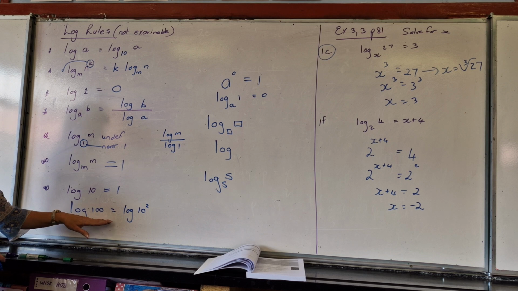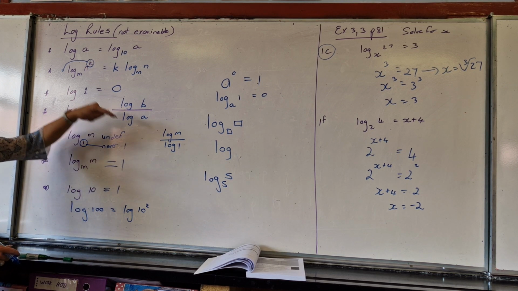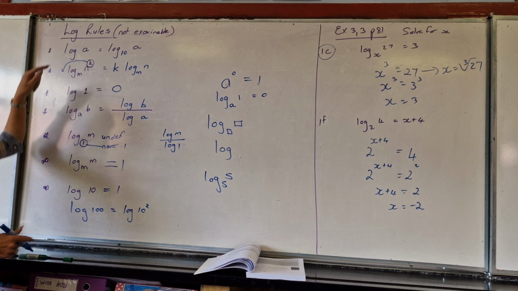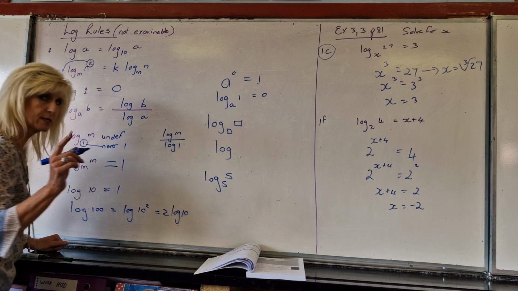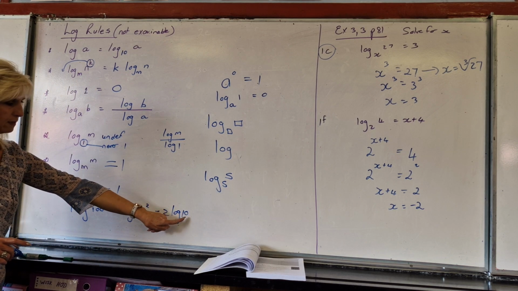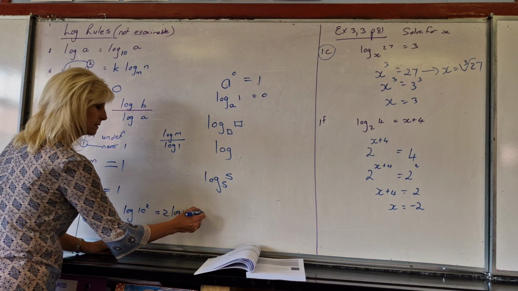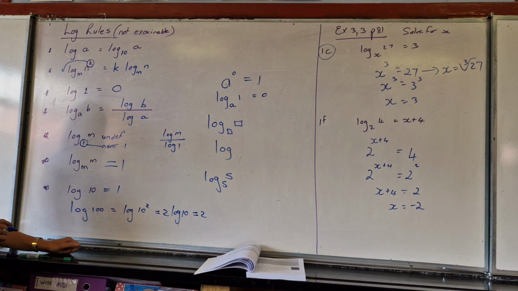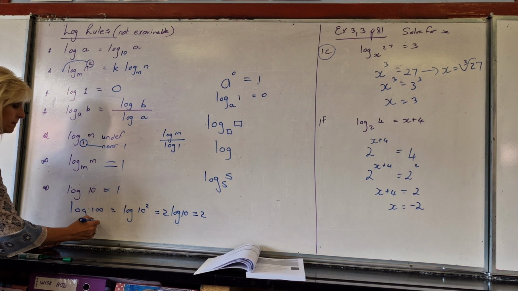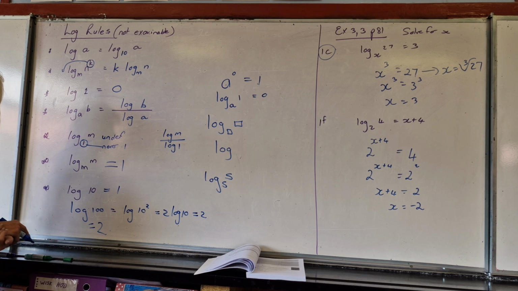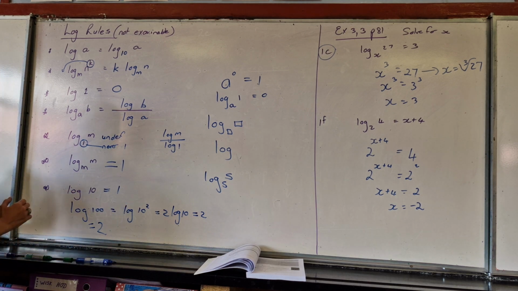Why is it 2? Because 100 is 10 squared, and I can take that 2 and put it in the front. So that's going to be 2 log 10, and you've just established that log 10 of 10 gives you 1. So that whole answer is 2. So what am I deducing? Log 10 is 1. Log 100 is 2. You don't have to write this all the time. It's something that after today I would like you to remember.